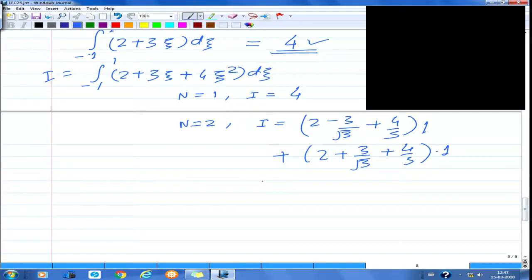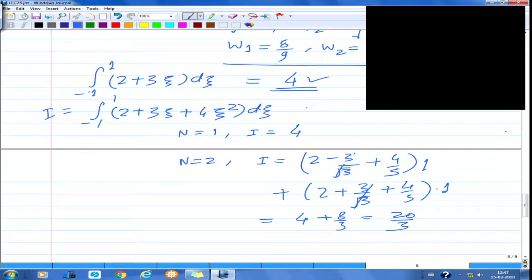This is through 2 points, and now if you work out, you will find that this term and this term cancel out, this plus this is 4, and plus this is 8 by 3. So this is what you get, 12 plus 8, this is actually 20 by 3. Now what is the observation here, and what is the exact value of the integration? It is actually 20 by 3. So you find that here we get only 4, and this is something like 6.667. So if we use fewer gauss points, the integral actually is under-evaluated. So compared to the exact integral value, you are getting the lower value.